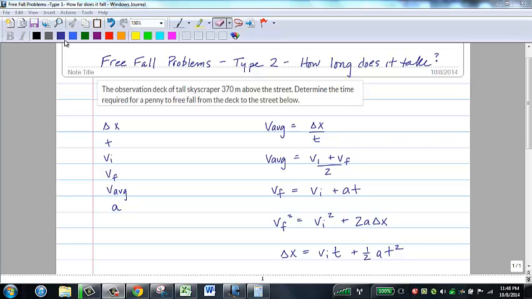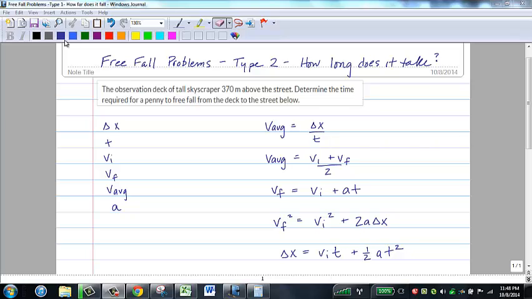In this problem we will be looking at determining how long it takes an object to fall when we know the distance that it falls. That's another typical type of free fall problem that you will have to solve. So the problem that we're solving is listed here. The observation deck of a tall skyscraper is 370 meters above the street. Determine the time required for a penny to free fall from the deck to the street below.